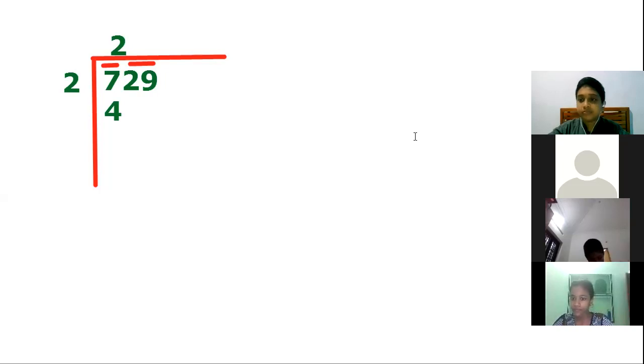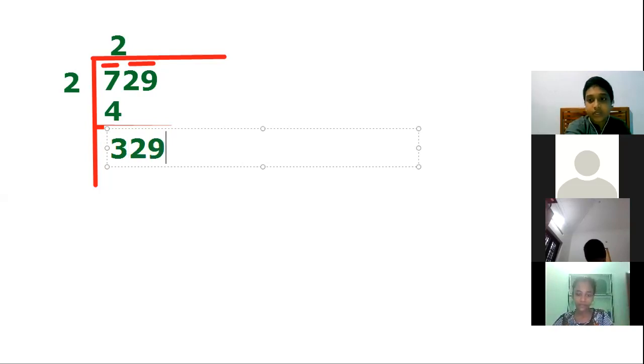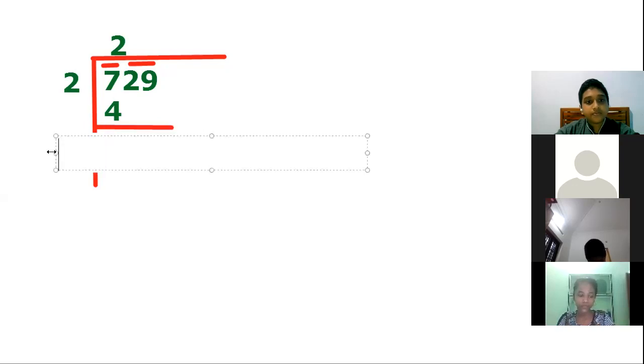Okay. Then while subtracting this, what happens? 7 minus 4 is 3. And we just have to bring down the whole pair, that is 29. So it becomes 329. Then what do we have to do in our next step? 2 into 2, 4. First of all, we have to double the number 2. Then it becomes 4. And we have to put a blank space there.